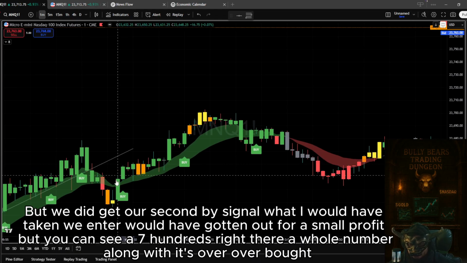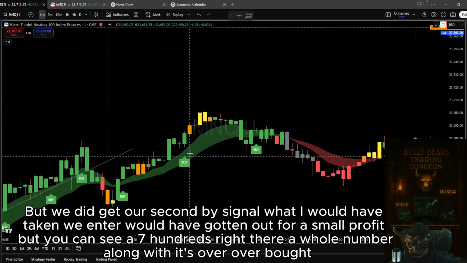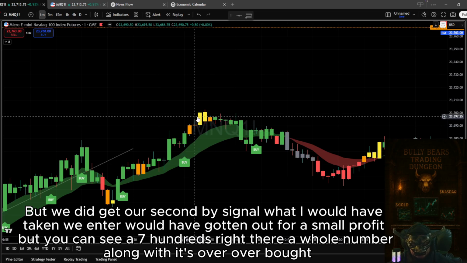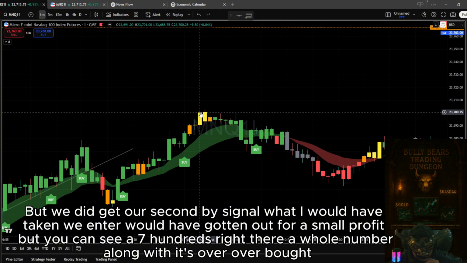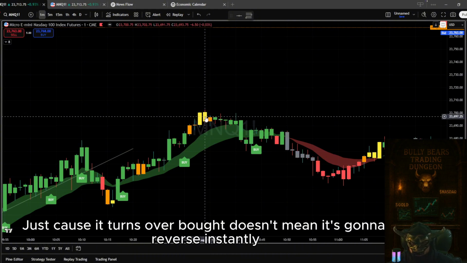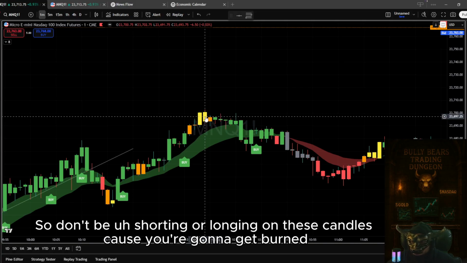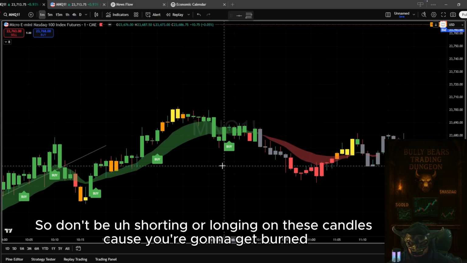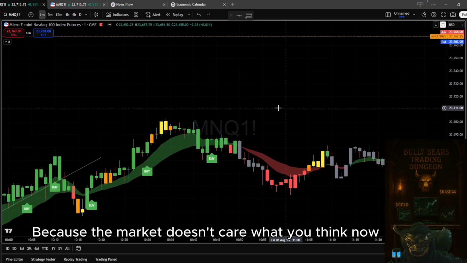But we did get our second buy signal, which is what I would have taken. We enter. You would have gotten out for a small profit, but you can see that 700 is right there, a whole number, along with it being overbought. Just because it turns overbought doesn't mean it's going to reverse instantly. So don't be shorting or longing on these candles because you're going to get burned, because the market doesn't care what you think.